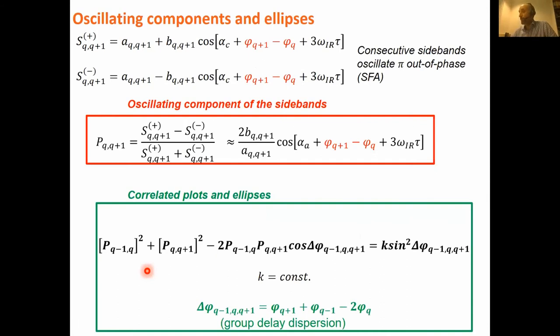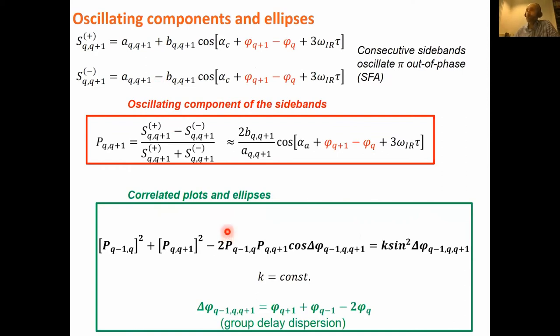We can run through the theory. Actually, this is the only theoretical slide I have. Using the strong field approximation, one can derive the expression for the two sidebands, sideband plus and sideband minus, created between the harmonics Q and Q plus one. The expressions are very similar to what we have in the usual RABBIT case. We have again the dependence on the phase difference. The two sidebands oscillate, according to the SFA, perfectly out of phase.